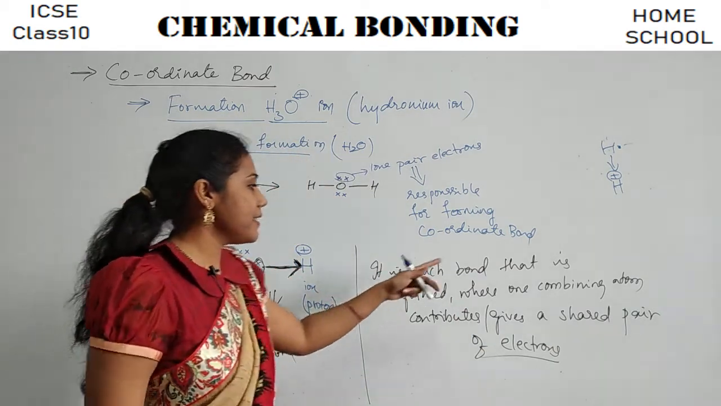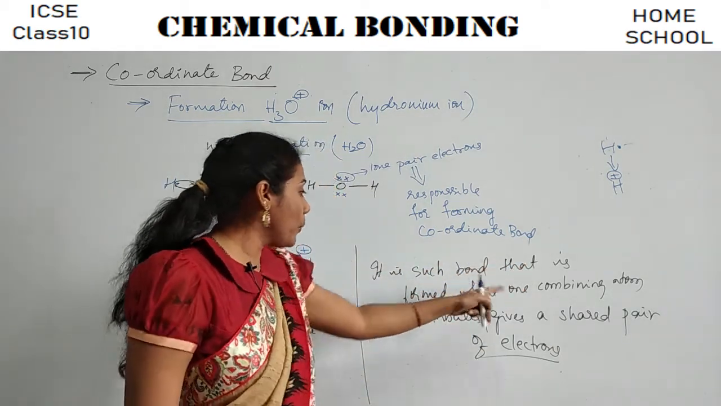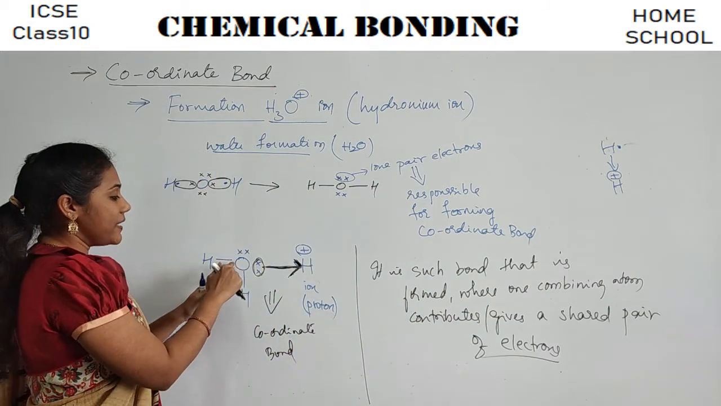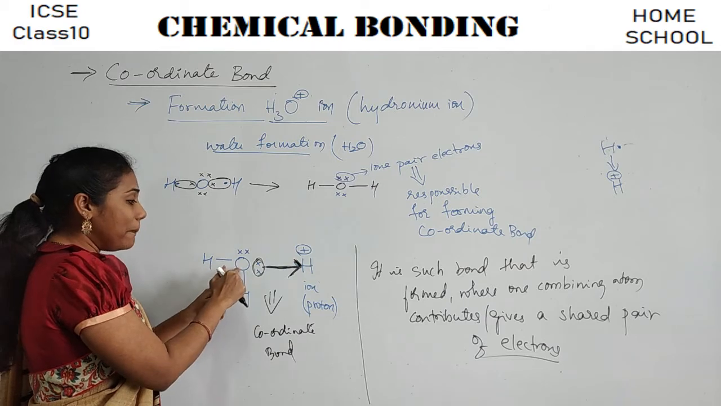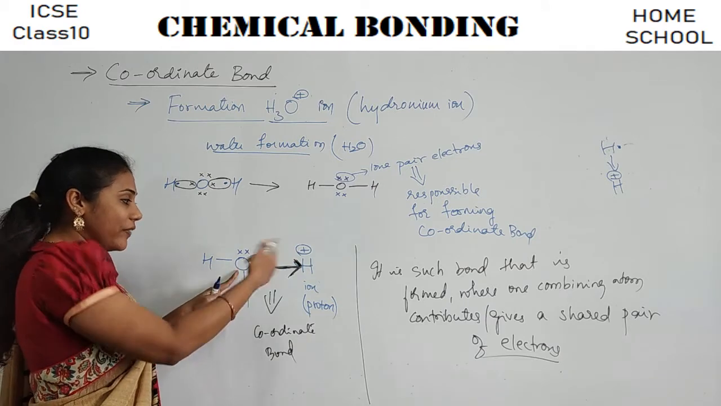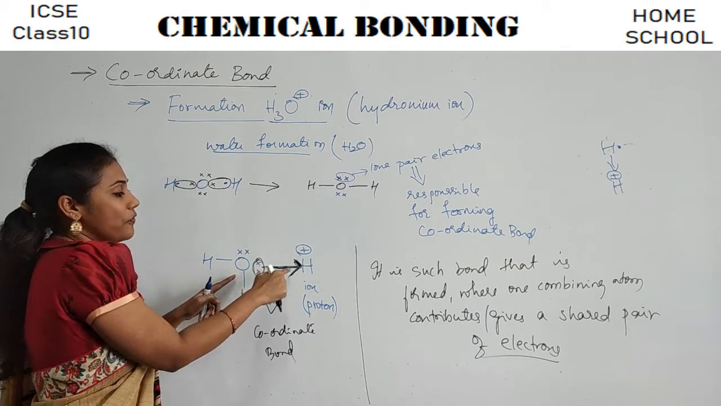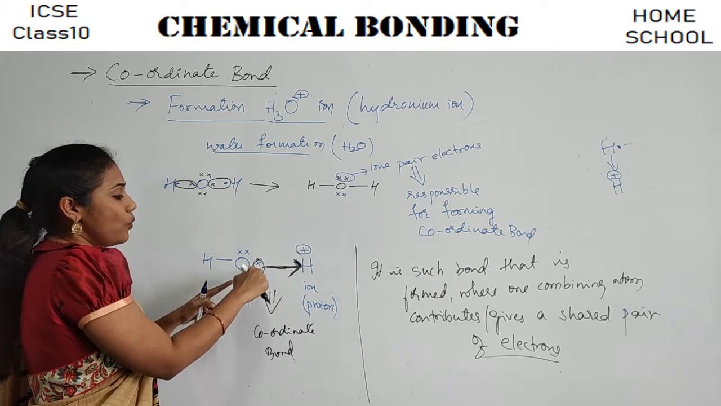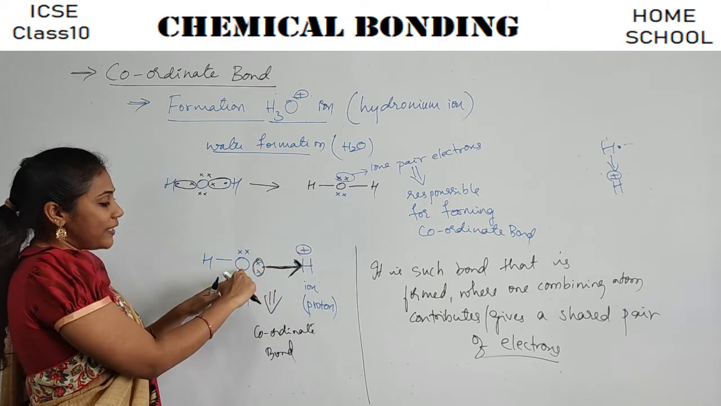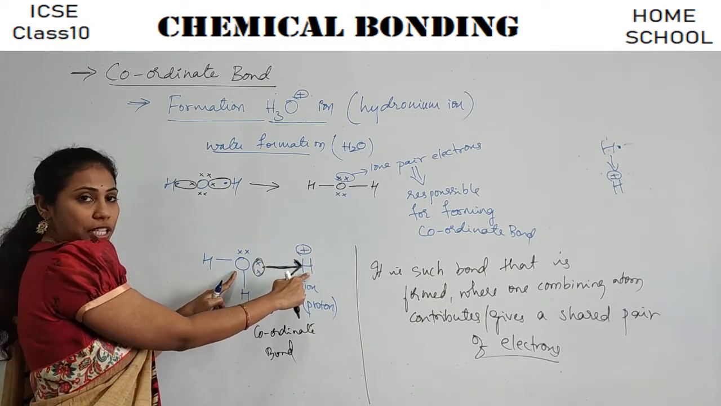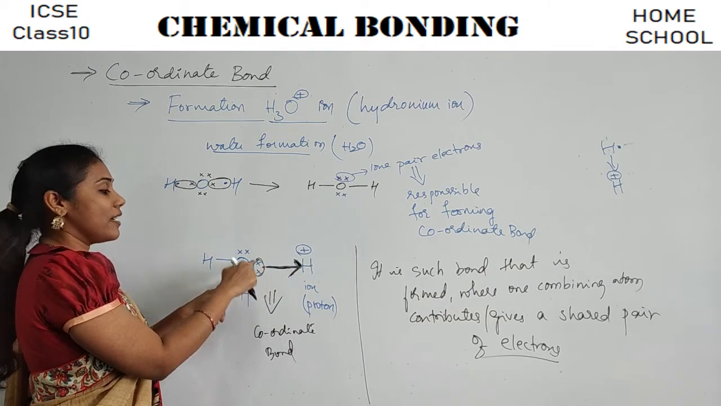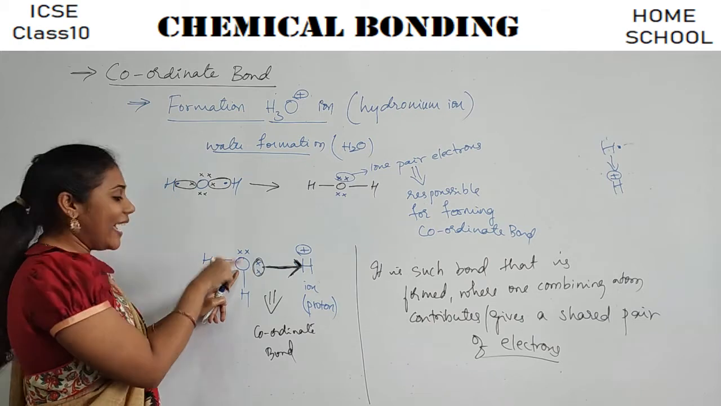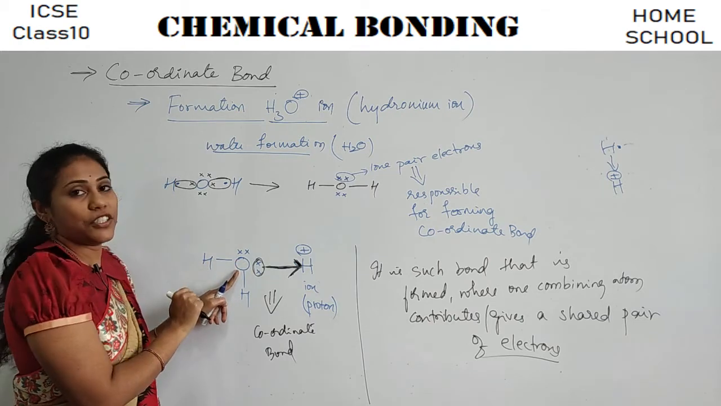See, it is such a bond that is formed where one combining atom, say actually oxygen is combining with this H plus, but one combining atom only is giving one pair of electrons, right? So one pair of electrons has been shared between oxygen and hydrogen, no doubt. But who has given that one pair of electrons? Completely given by one atom only, that is by oxygen, right?